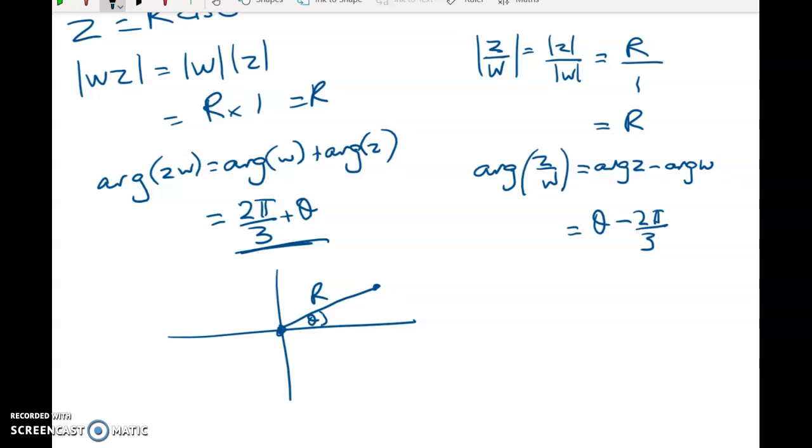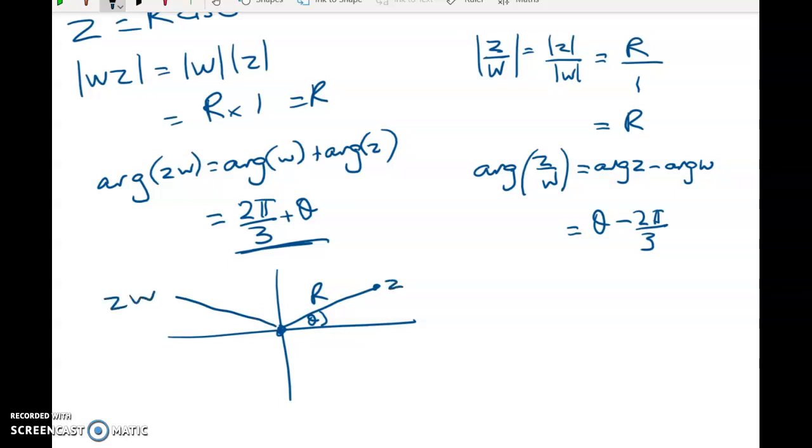If this angle in here is theta, then z times w is r rotated around 120 degrees. So I'm going to try and draw that, and I'm probably going to muck it up. There's 90 about there, so a little bit further onto there. So there you go. There's your zw here, and z is here.